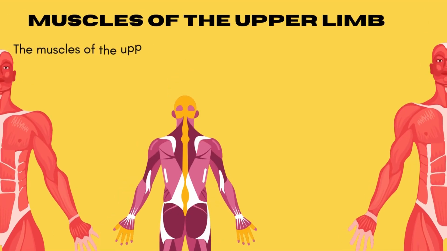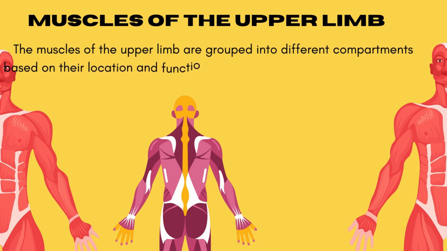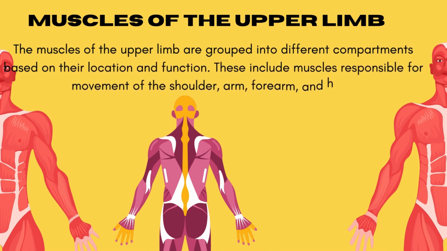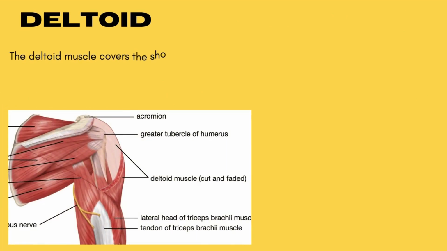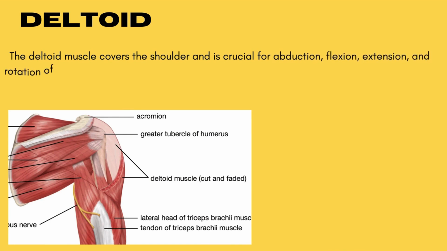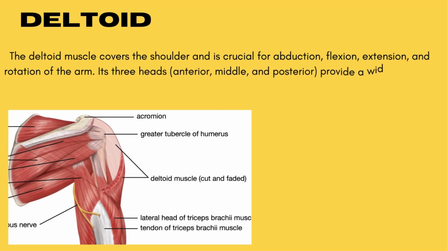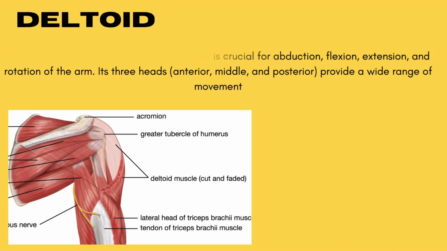Muscles of the upper limb. The muscles of the upper limb are grouped into different compartments based on their location and function. These include muscles responsible for movement of the shoulder, arm, forearm, and hand. Deltoid. The deltoid muscle covers the shoulder and is crucial for abduction, flexion, extension, and rotation of the arm. Its three heads, anterior, middle, and posterior, provide a wide range of movement.